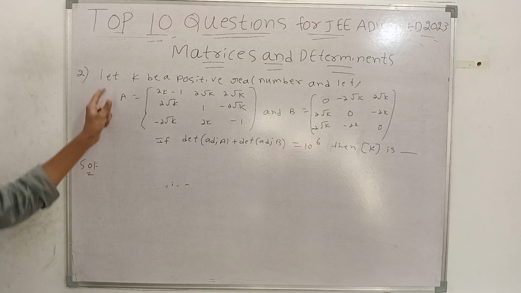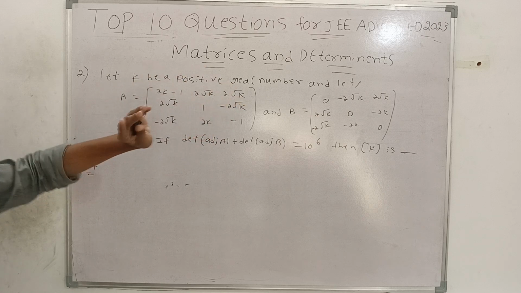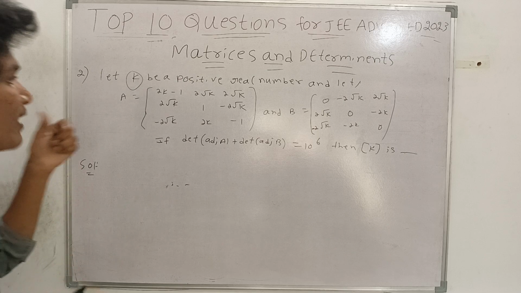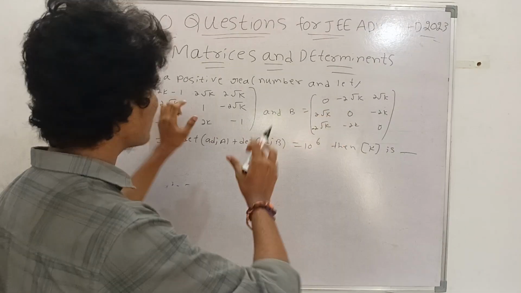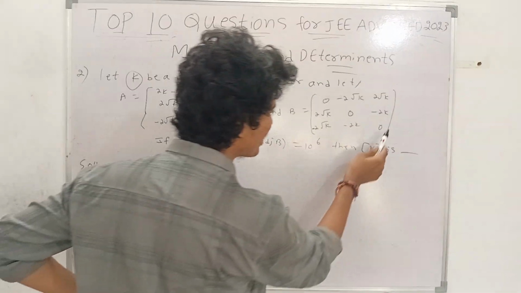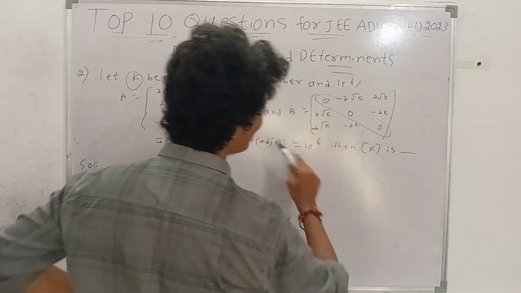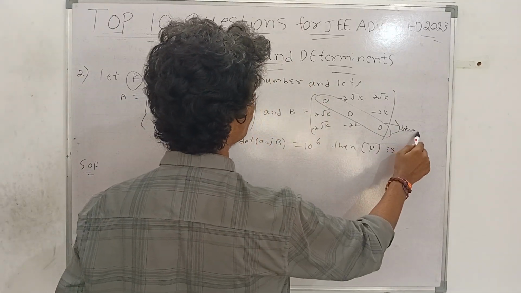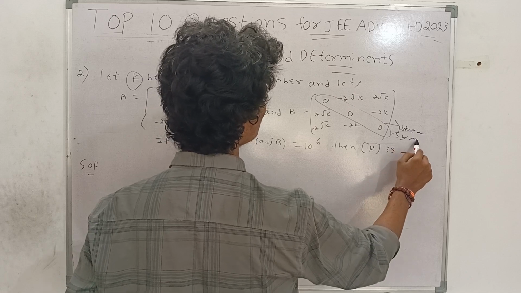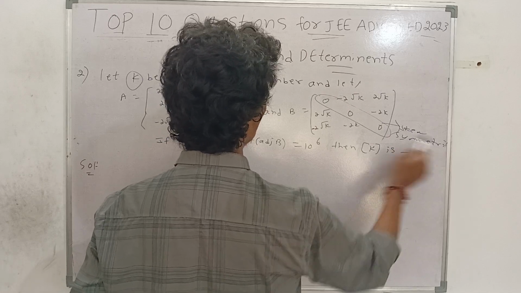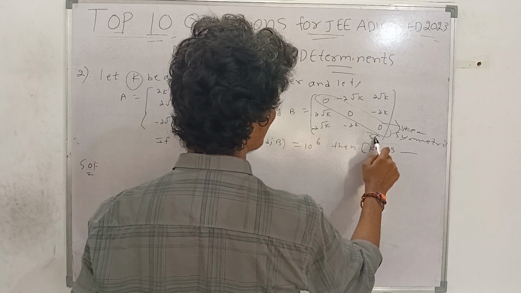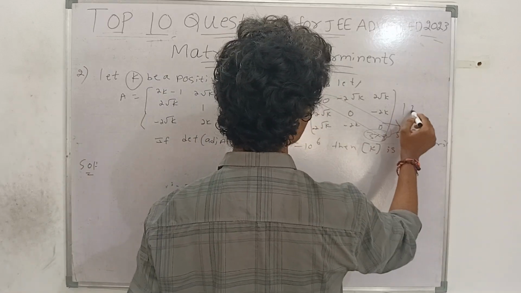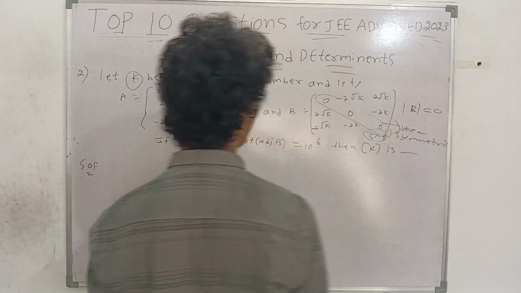Carefully observe. Let k be a positive real number, so k is a positive real number. It is okay. Now they have given two matrices, A equal to this and B equal to this. By observing this, it is very clear that the diagonal elements are 0. So what type of matrix is it? It is a skew symmetric matrix. And we know for odd order, what is the order here? 3 cross 3. For odd order, the determinant of this matrix will be 0.